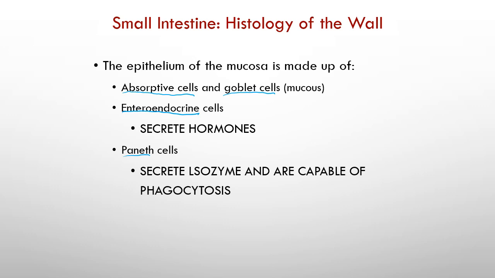The enteroendocrine cells are going to be our hormone-producing cells. So these are endocrine cells. And then from there, we also have Paneth cells. And so once again, we've got resident macrophages.